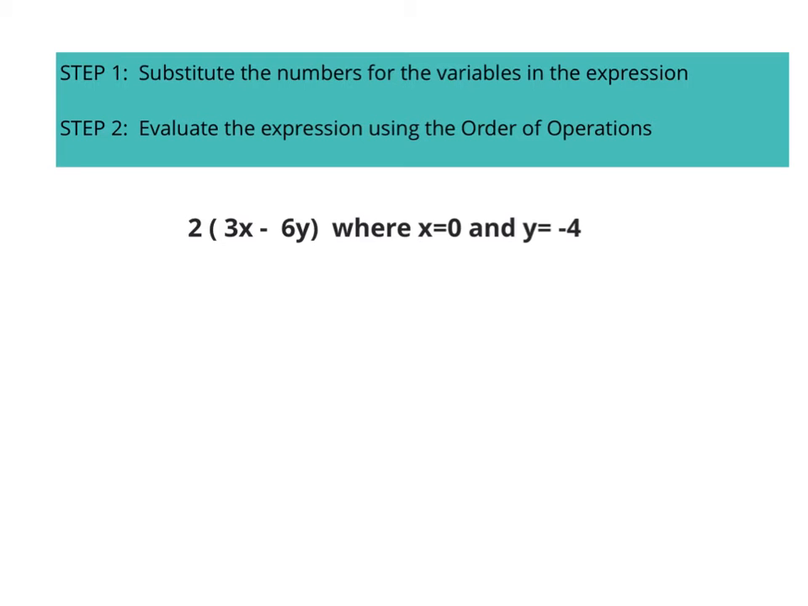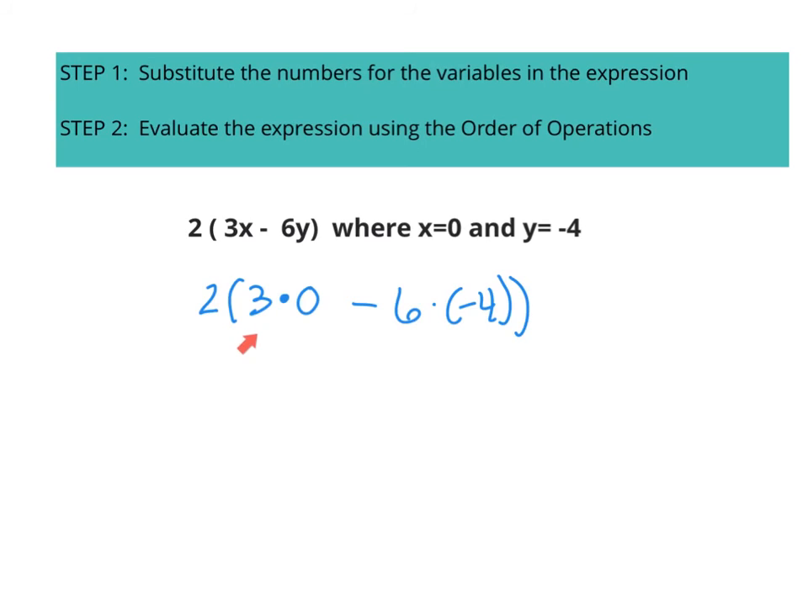Okay, last one. We're going to add some parentheses into the mix. And I have 2 times the quantity of 3x minus 6y, where x is 0 and y is negative 4. So I'm going to plug in 0 for x and negative 4 for y, and then I'll follow my order of operations. So I have 2 times 3 times 0 minus 6 times negative 4, and in order of operations I have to work in parentheses first, so I need to do what's in here first.